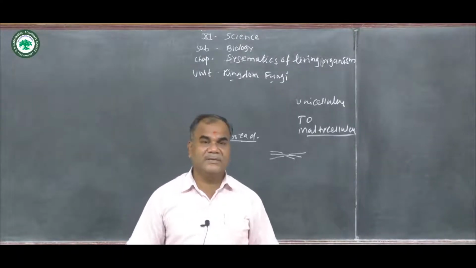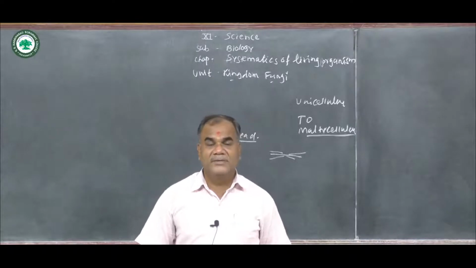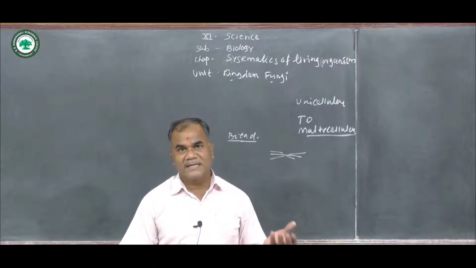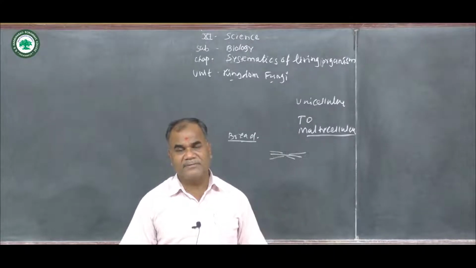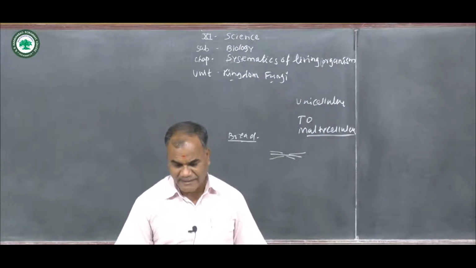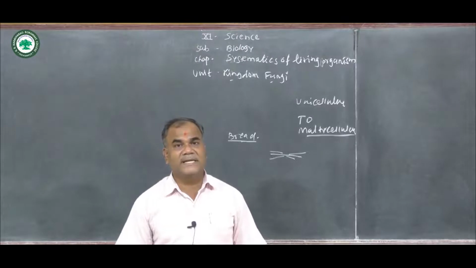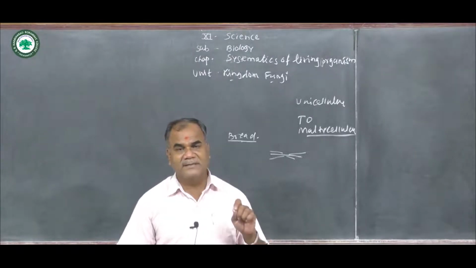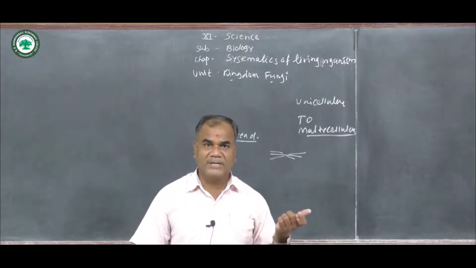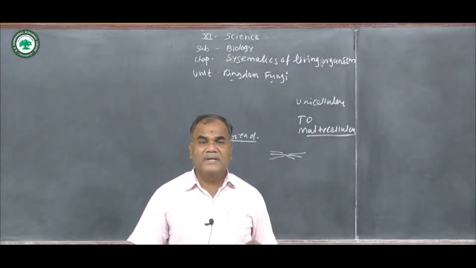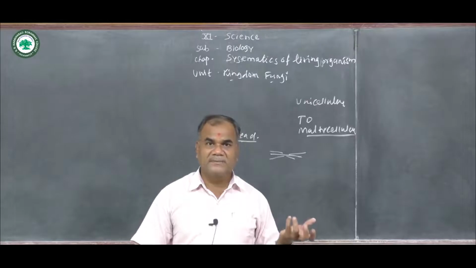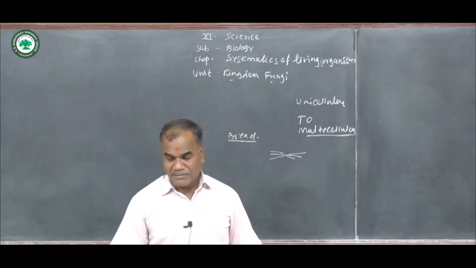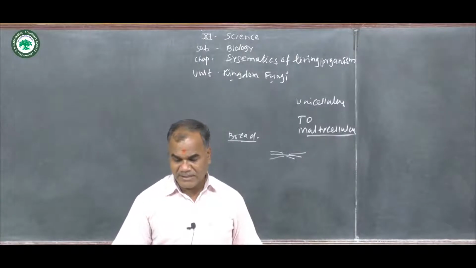You always know about yeast, because yeast is used in the fermentation industry, that is, bakery industries. These are also saprophytic fungi, and they are unicellular. It is also known as Saccharomyces. Saccharomyces is nothing but the yeast. These are unicellular fungi used in bakery industries as well as fermentation industries. They are found everywhere.